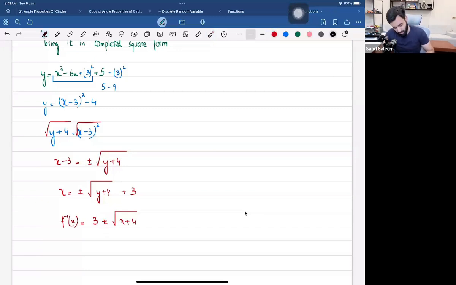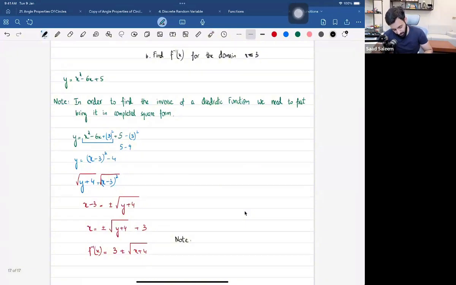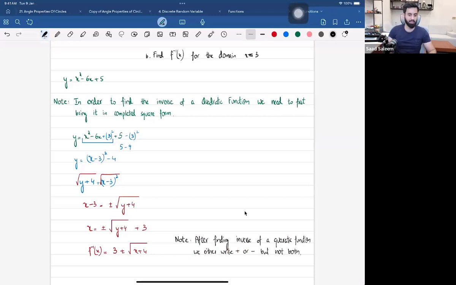Another important note, before we decide what sign to go with: notice that there are two parts to the question. But before that, I want you to write this note: after finding the inverse of a quadratic function, we either write plus or minus, but not both. So we will write plus or minus, but not both.